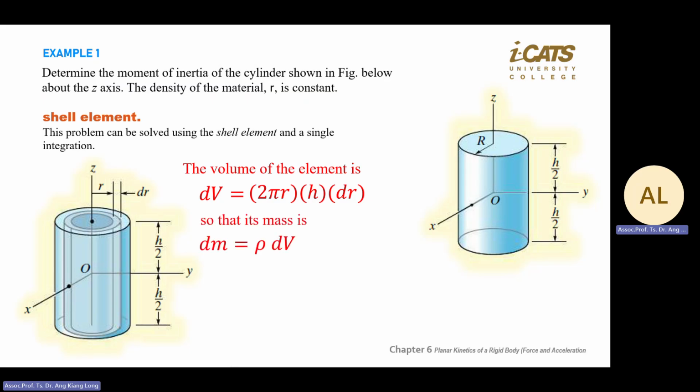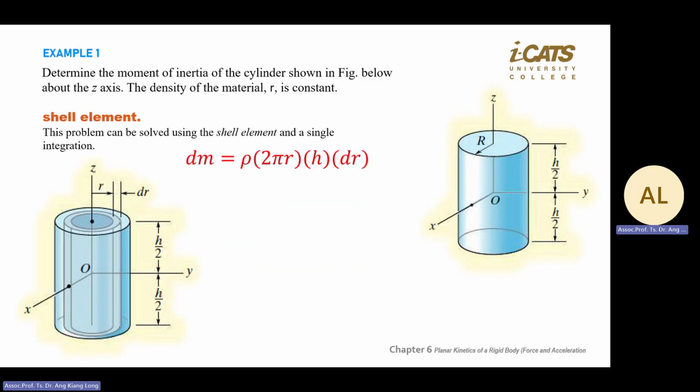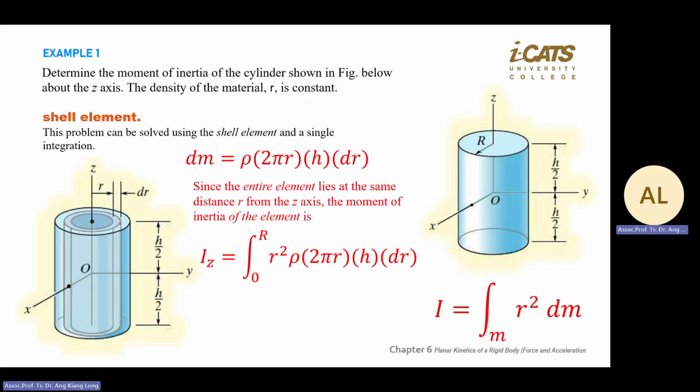So the mass dm equals rho dv, and the formula for moment of inertia is I equal to integration of r square dm. So you substitute dv equal to 2 pi r h dr inside the formula, I equal to r square dm. You use a shell element, you put in the formula here, and you are actually integrating the radius.